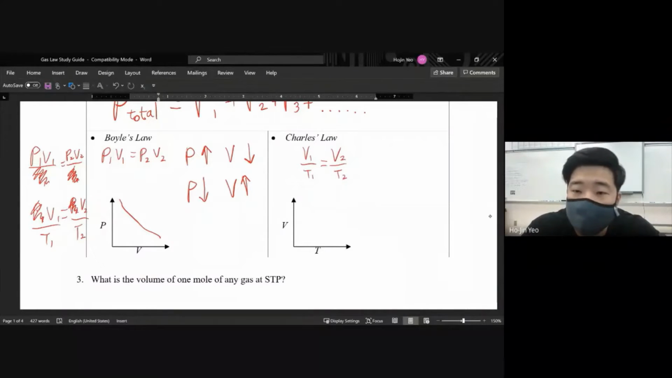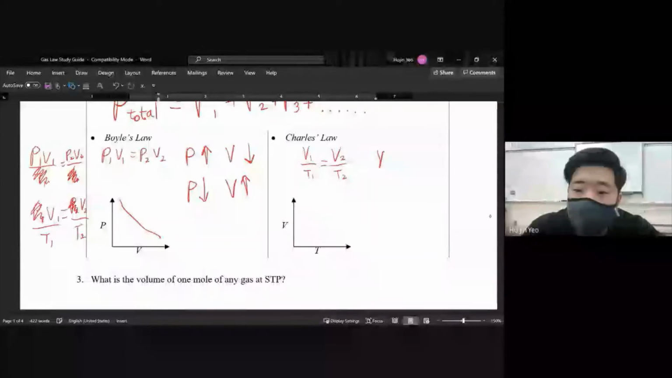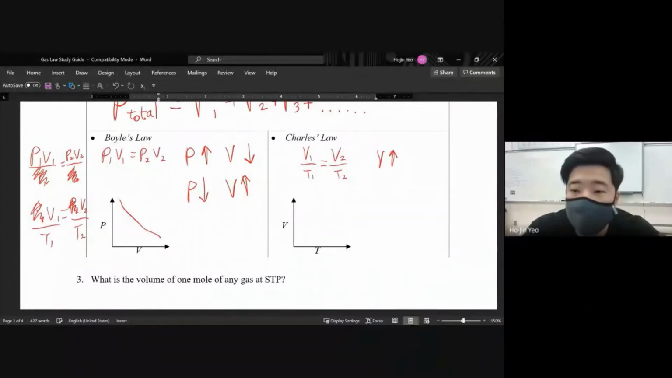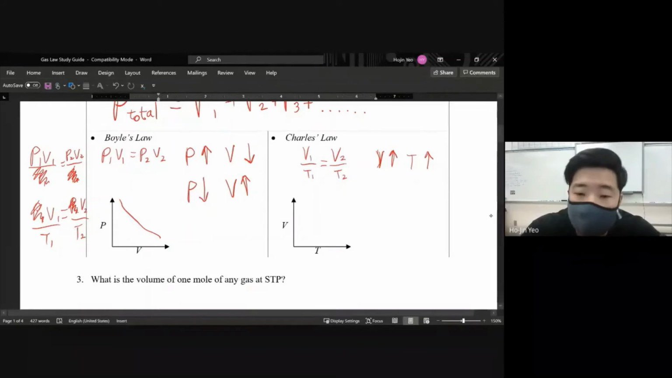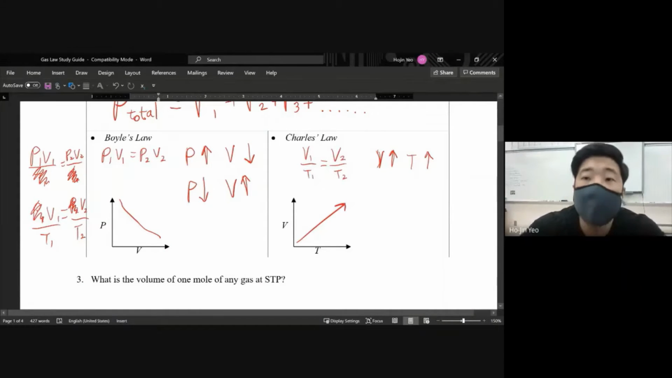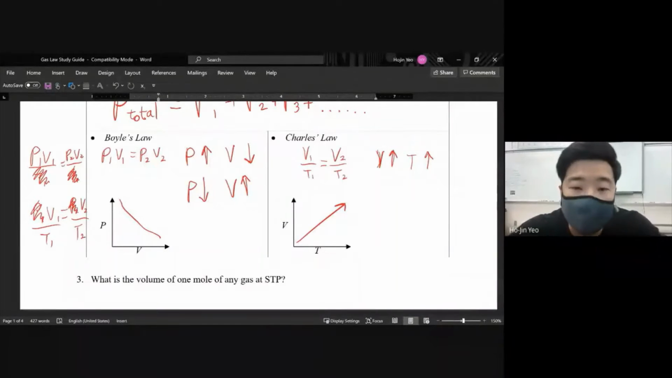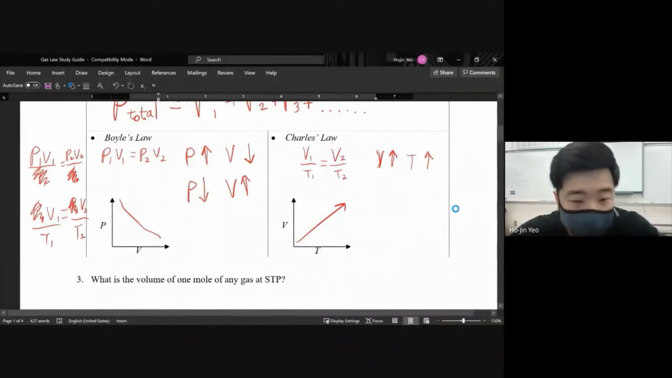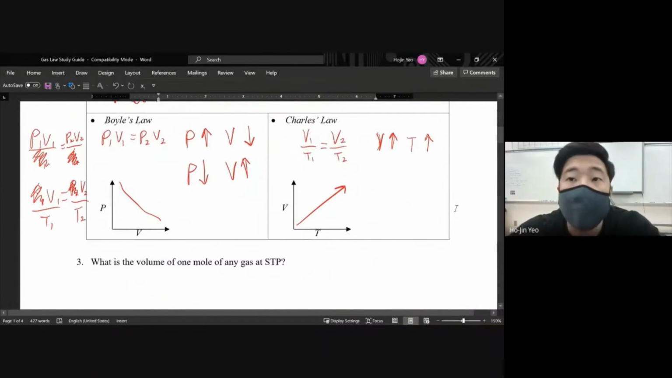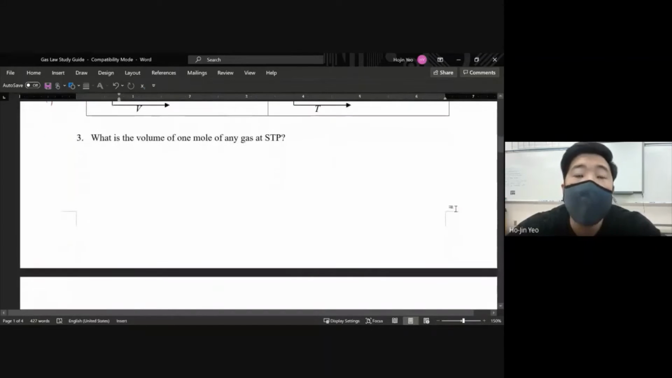Now, the information about this one is that if one increases, for example, if the volume increases, that means temperature will increase as well. So in this case, we will have a rising slope or a direct relationship here. So make sure to know all these laws before you solve any questions. Now, moving along to the next one.